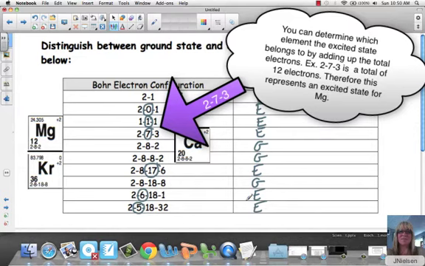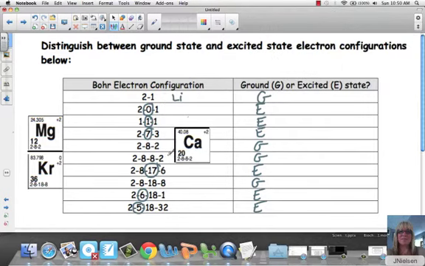Now, how can you take something in the ground state and make it excited? So let's just take calcium here, for example. So this is ground state. Let's say I wanted to make that excited. How could I do that? Well, I could take any one of these and move it up. So let's take one from the second principal energy level, make that a 7, and then tack it on to the last one.